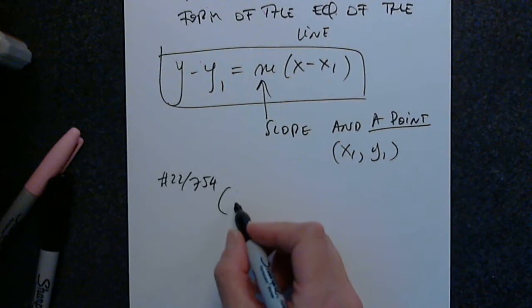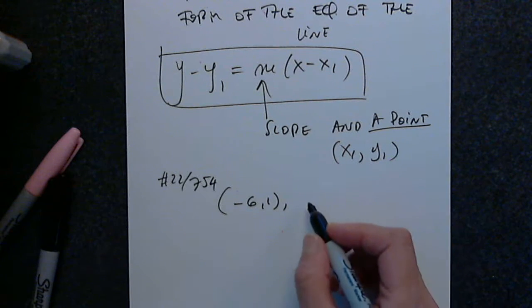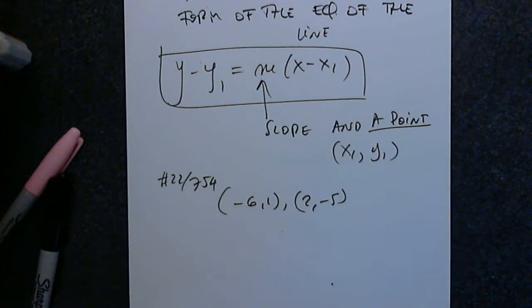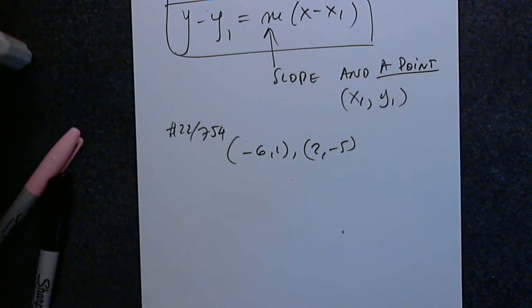And one more time, it was -6, 1, that's one point. The second point is 2 comma -5. As we see here, we do not have the y-intercept. So this is not the easy type. But that's still easy.